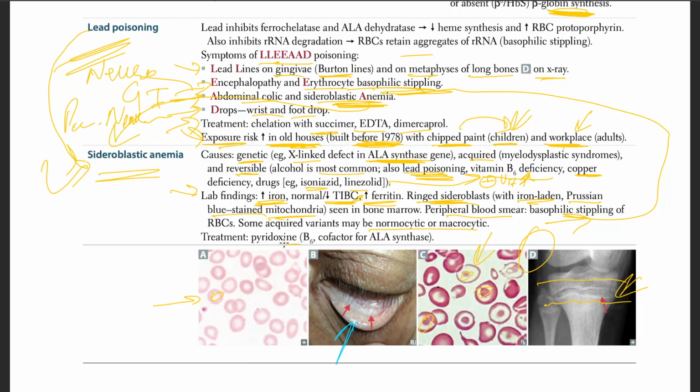Treatment is you give B6 if that's deficient. You give the cofactor, which is a cofactor for ALA synthase, which was defective in the X-linked sideroblastic anemia.